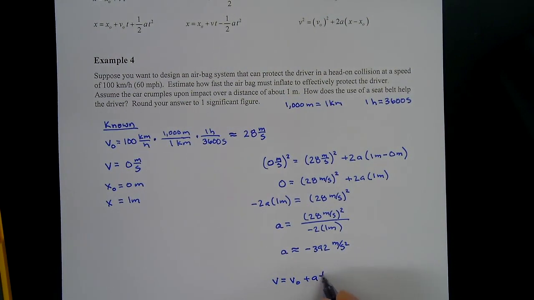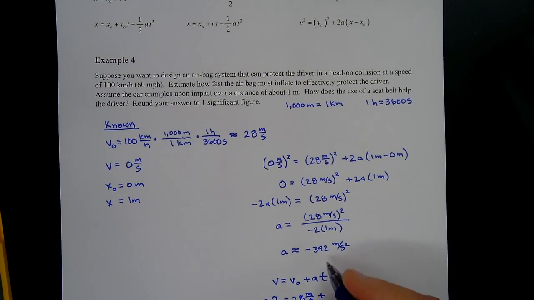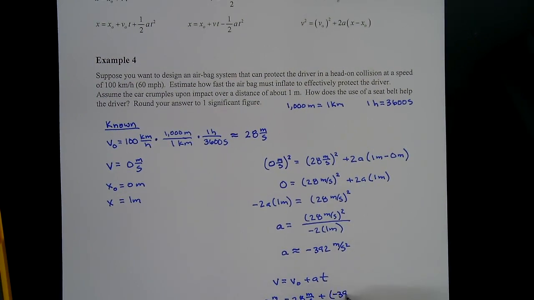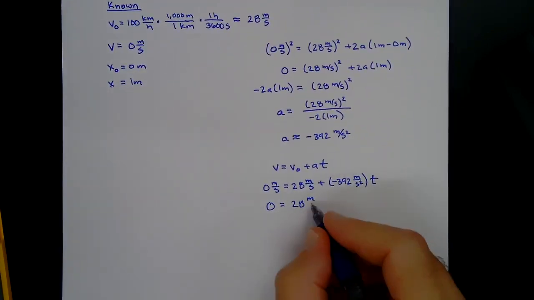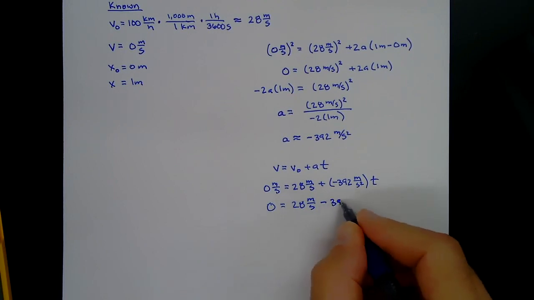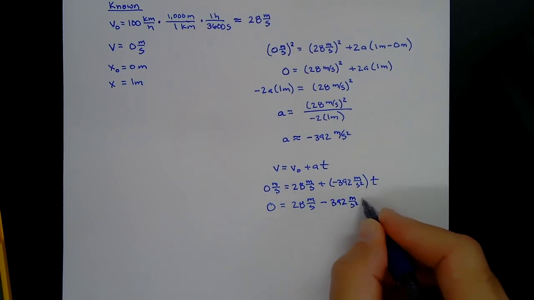Next, let's use this one, because now we have v is equal to v sub o plus the acceleration times time. So this velocity right here is 0 meters per second, which is equal to 28 meters per second plus, now we know this is negative 392 meters per second squared times my time. Actually, this would be minus, so let's write 0 is equal to 28 meters per second minus 392 meters per second squared times t.